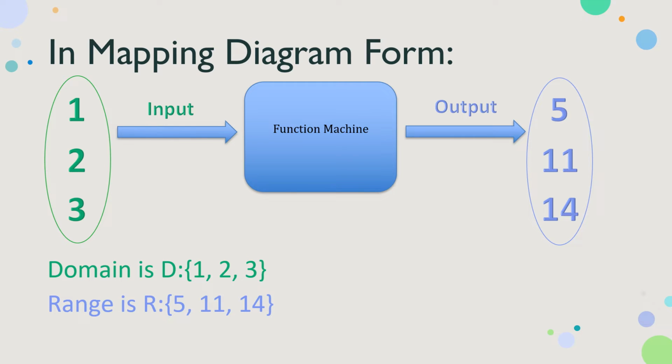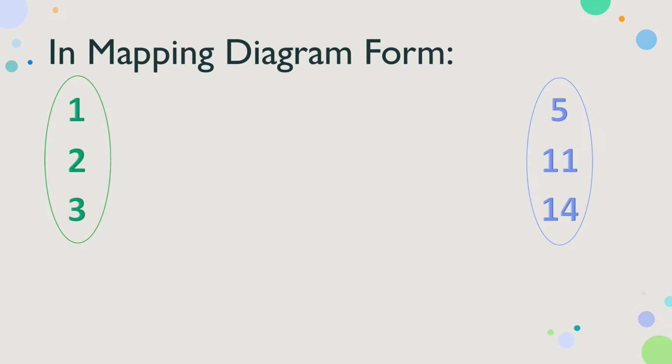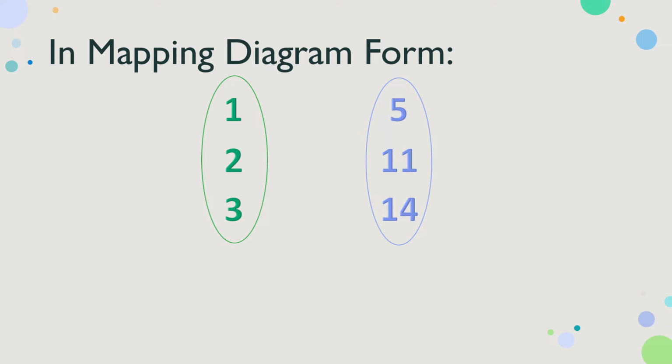Okay, we could put this in mapping diagram form, so we'll just get rid of the function machine, and get rid of our domain and range here. We'll bring these a little bit closer together. And the next thing we do is we just draw directed line segments to show which input value maps over to the output value. So we can see here that 1 maps to 5. Notice there's a little arrowhead on the end here. 2 maps to 11, and 3 maps to 14. So it actually shows which input corresponds to which output.